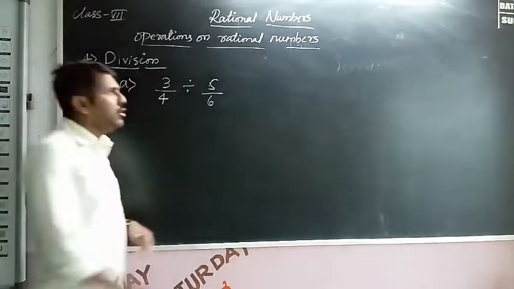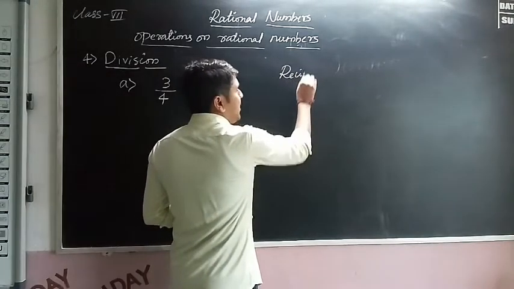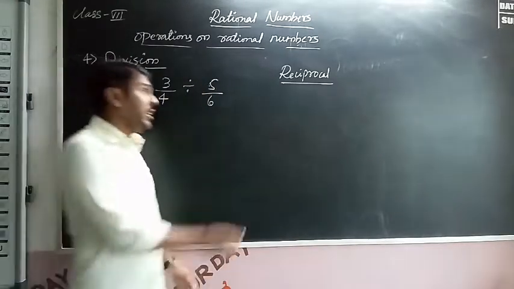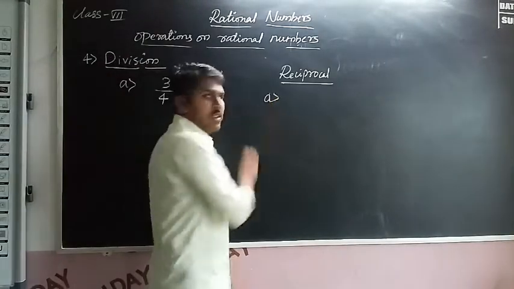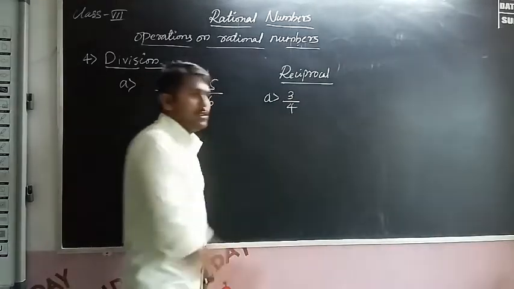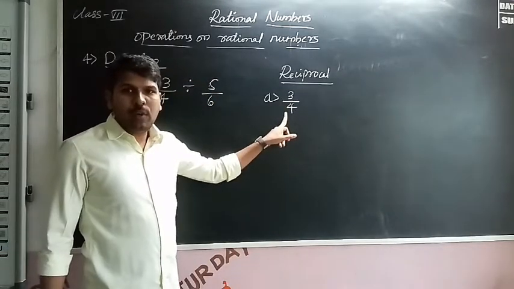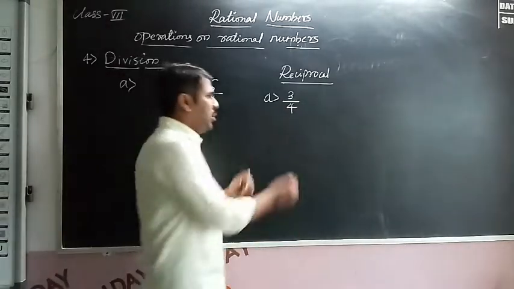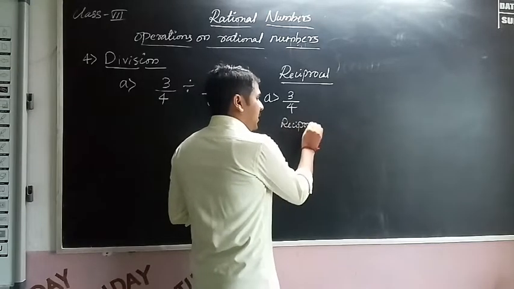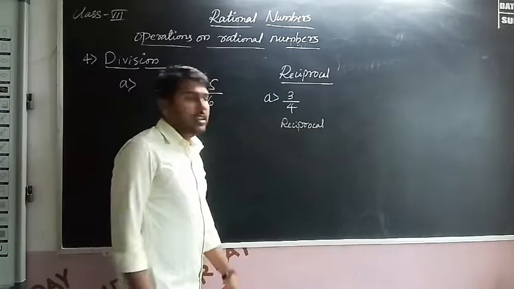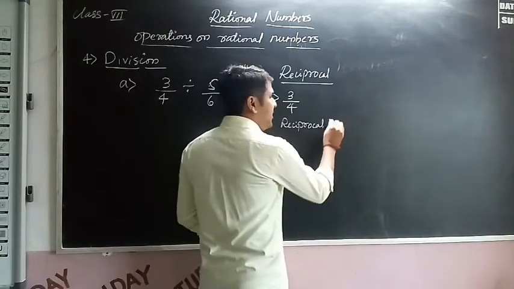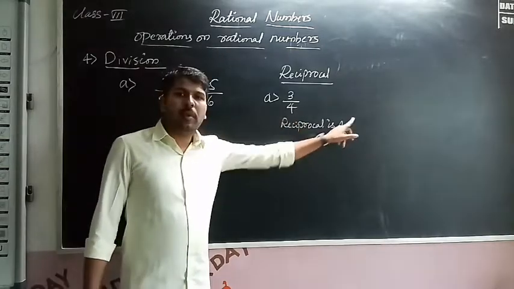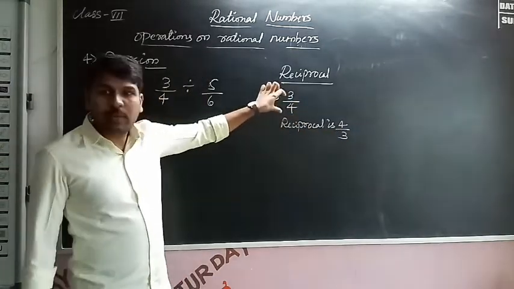So reciprocal. How to find out the reciprocal of any rational number? Take 3 by 4. Here 3 is in the numerator, 4 is in the denominator. Just interchange the numerator and denominator. You will get the reciprocal. So the reciprocal is 4 by 3. That's it. 3 by 4, reciprocal is 4 by 3, just interchanging the numerator and denominator.